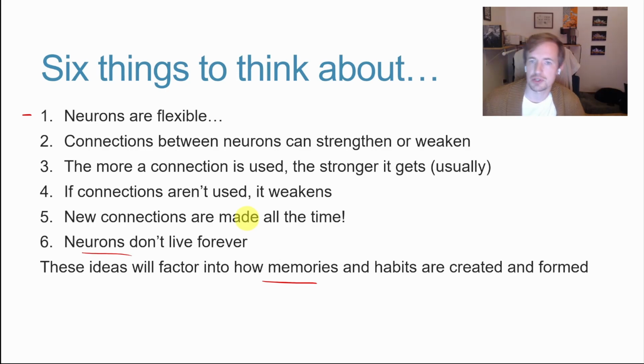These 6 principles of the brain and of the neurons that make up the brain: they change with time, so they are flexible. They can change their connections. The connections can get stronger or weaker. If a connection is used more frequently, it gets stronger. If a connection is used less frequently, it gets weaker. New connections are made constantly throughout our lifespan, and neurons don't live forever. They can naturally die off and be replaced by other neurons, which might affect our memory for those things because those connections are now slightly different.